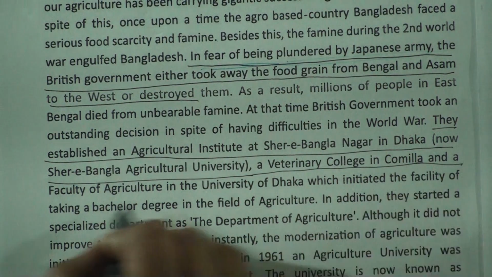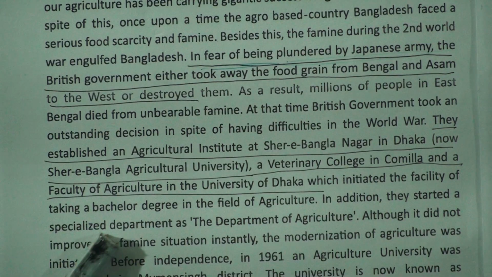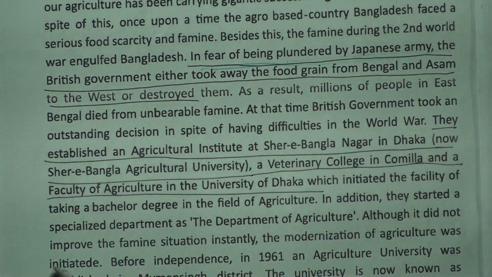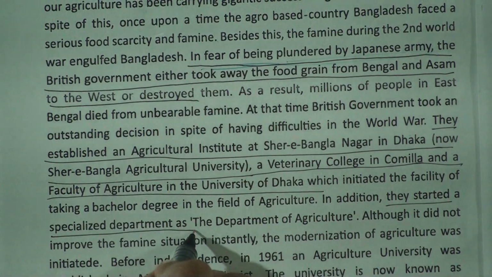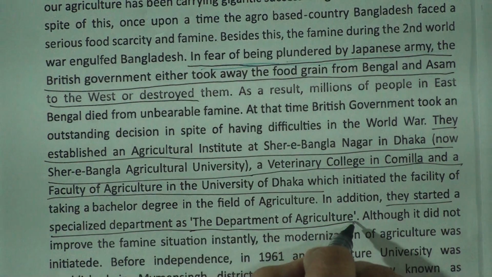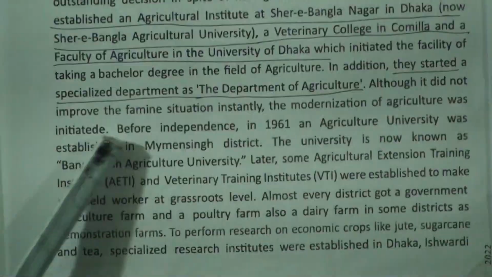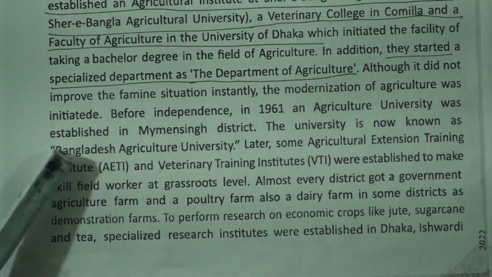And they also started a faculty in the university in Dhaka, which initiated the facility of taking a bachelor degree in the field of agriculture. In addition, they started a specialized department, and the name of this department is the Department of Agriculture. Although it did not improve the famine situation instantly, the modernization of agriculture was initiated.